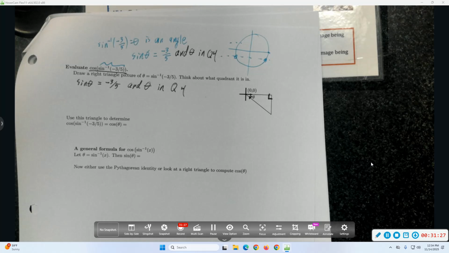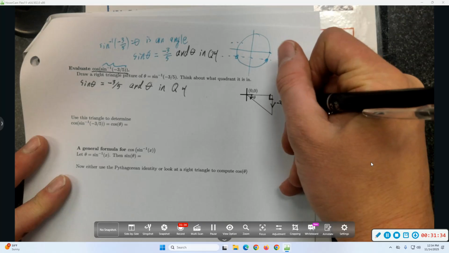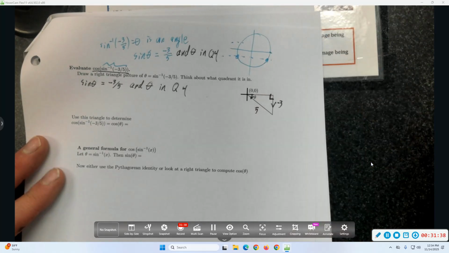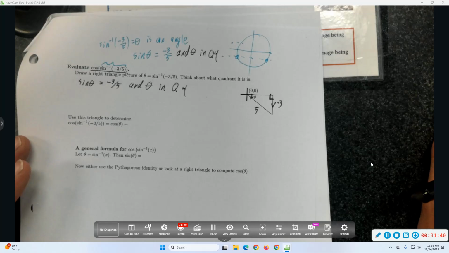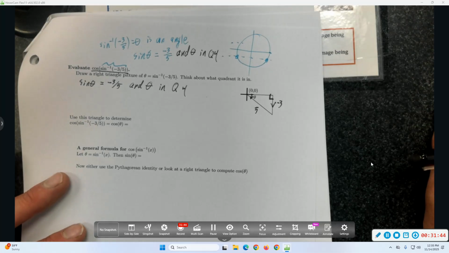Opposite and hypotenuse. How should I label them? The opposite will be -3 and the hypotenuse will be 5. Nice. -3, because it's going down. And you shouldn't really put a negative on the hypotenuse, because there's not a sense of up or down for the hypotenuse.